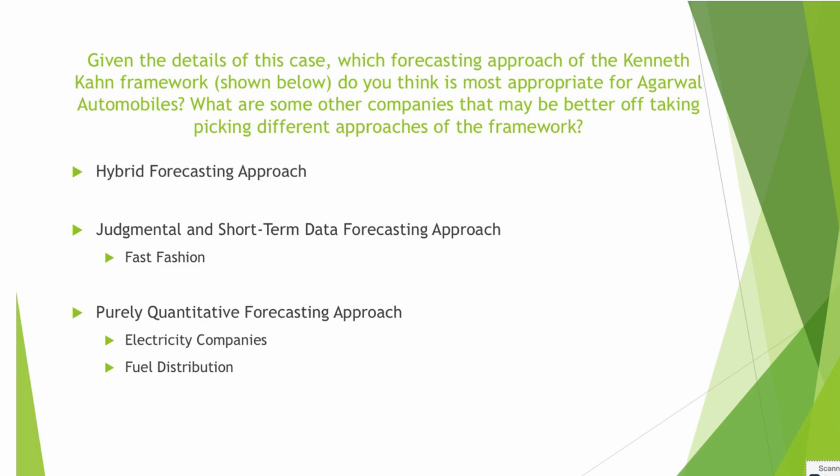Other companies that are in fast fashion can benefit from the judgmental and short-term data forecasting approach. This is because demand is highly volatile and is influenced by changes in trends. Utility companies, such as ones for electricity and fuel distribution, can benefit from a purely quantitative forecasting approach. Since they have stable demand patterns that have little fluctuation, they can assume the risk that forecasting usage will be the same as previous years. These types of companies are not competing for an image of seeming better, just the same quality product at a steady, reasonable price.